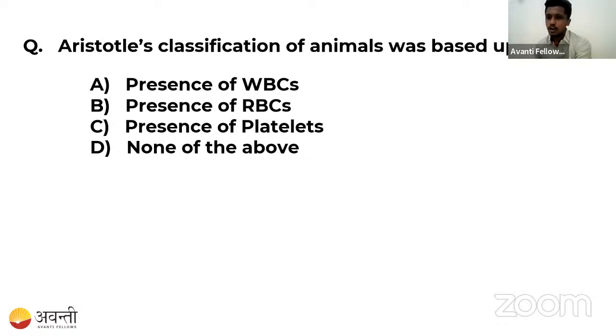Next came the four kingdom classification, that is Copeland. He understood the cytological characteristics, and then he put all prokaryotes into Monera and all eukaryotic unicellular organisms into Protista, but he failed to differentiate the organization of fungi.